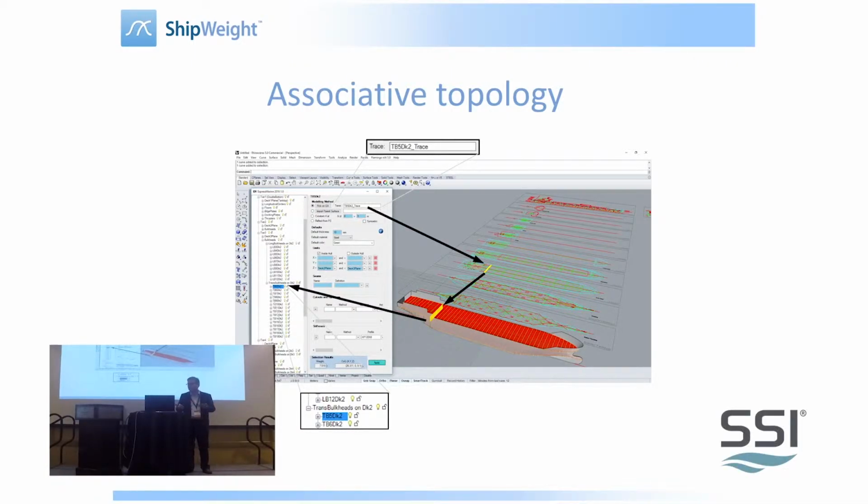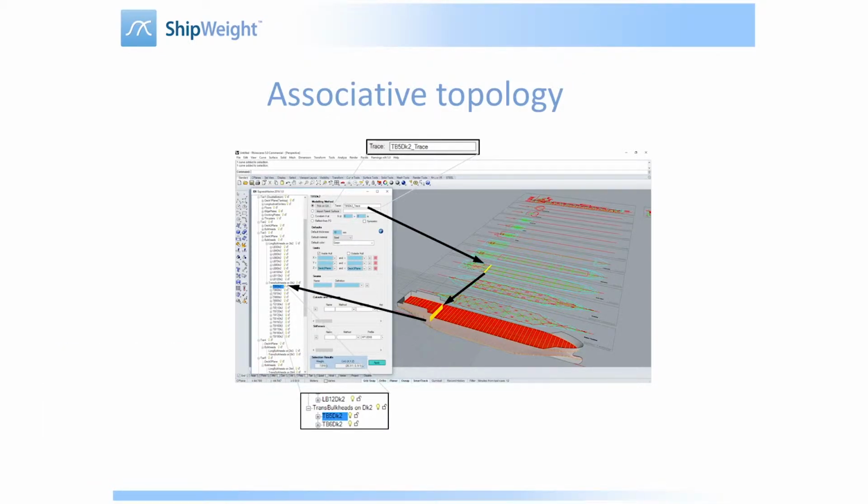And this associative topology is not just within the objects of the 3D model, but each 3D model is also related to a trace that you pick to reference a 2D line on the 2D drawing of the GA. So if you get an update of the GA, if you go in and move a line in the GA, the corresponding 3D object in the 3D model moves and updates along. So that gives you a very flexible way of working in the early stage.